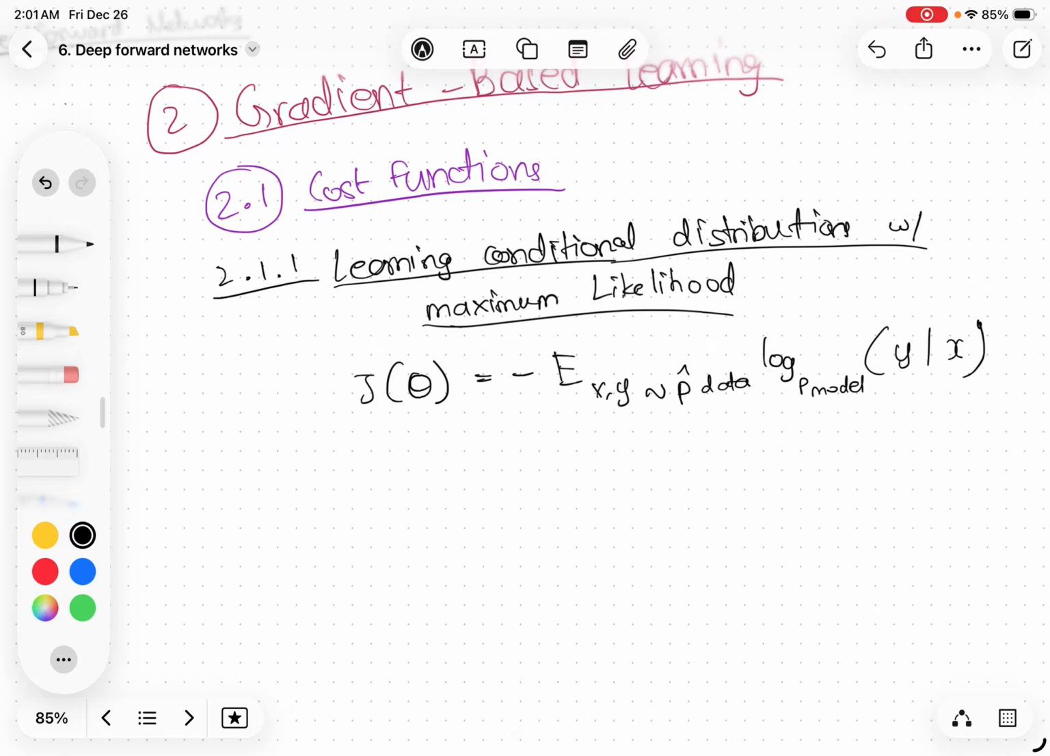A specific form of the cost function changes from model to model depending on the specific form of log p model. In the expansion of the above equation, terms that do not depend on the model parameters may be discarded. For example, as we saw in the older section, if p model of y given x equals N(y; f(x;theta), I), then we recover the mean squared error cost. And so basically, we could discard the log and convert it to another form.